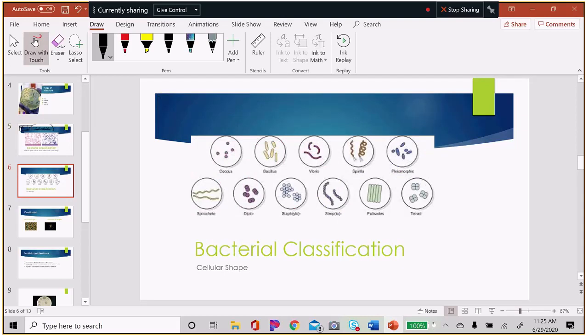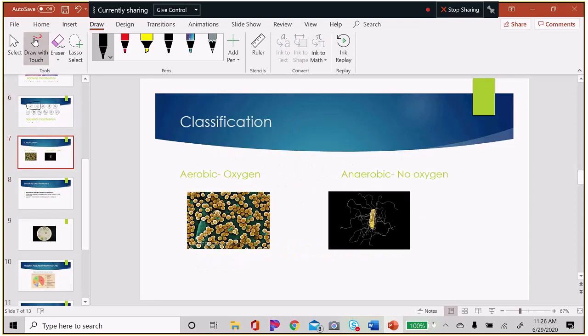The next thing that we're looking at is the shape of the bacteria. The most common shapes are here, the circular or rod-shaped bacteria. Circular shape is called cocci. The rod shape is bacilli. The way they're shaped can help classify the particular bacteria.